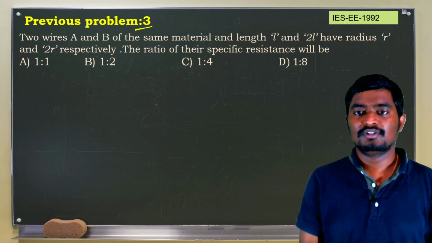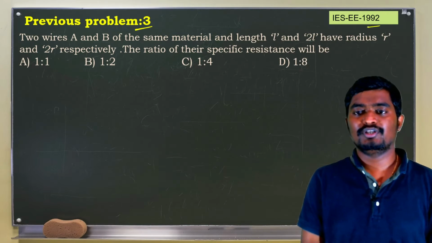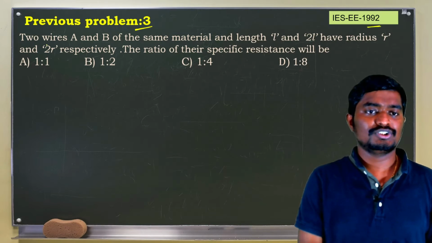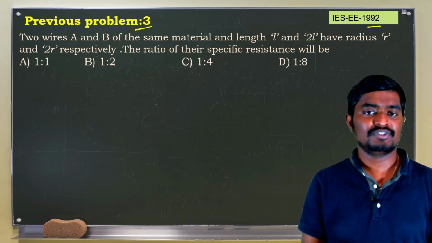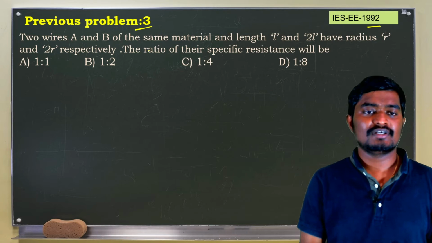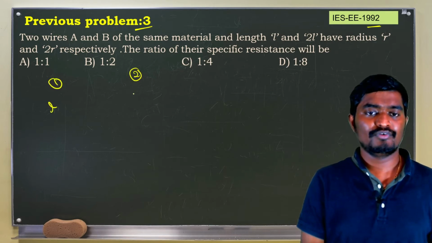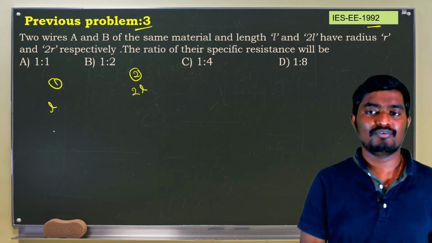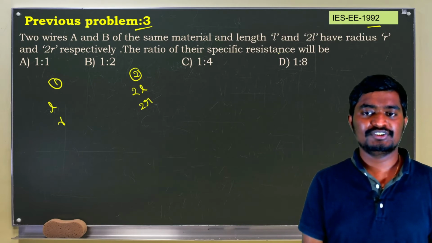Problem number 3. This question was asked in engineering service examination in 1992 in electrical branch. First we will read the question. Two wires A and B of the same material, means two wires A and B are made up of the same material. Their lengths L and 2L have radius R and 2R respectively. For wire 1 its length is L, for wire 2 its length is 2L, for wire 1 radius is R and for wire 2 radius is 2R. Then the ratio of their specific resistance will be.